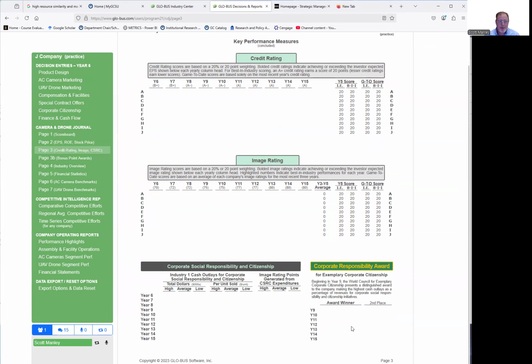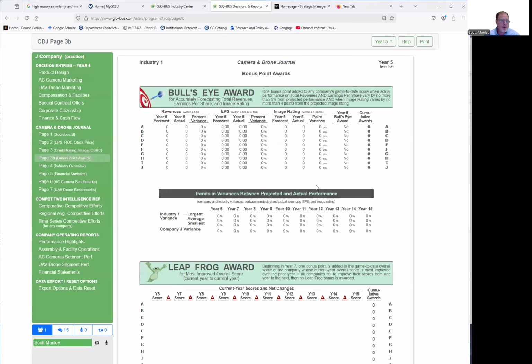Okay, corporate responsibility. Be careful with that award, because I could make an argument that it is simply the award for giving away the most money. And you don't want to give away the most money. There needs to be a method to the madness, a reason that you're giving away your investors' hard-earned money. Okay. Page 3B, I don't know why they put it as page 3 and page 3B. It should be page 3 and 4, but just work with me here.